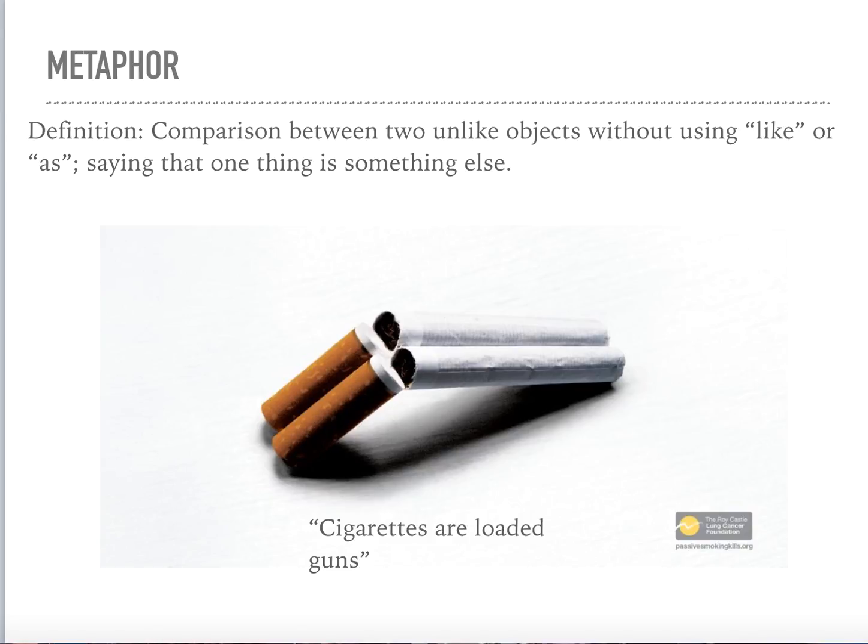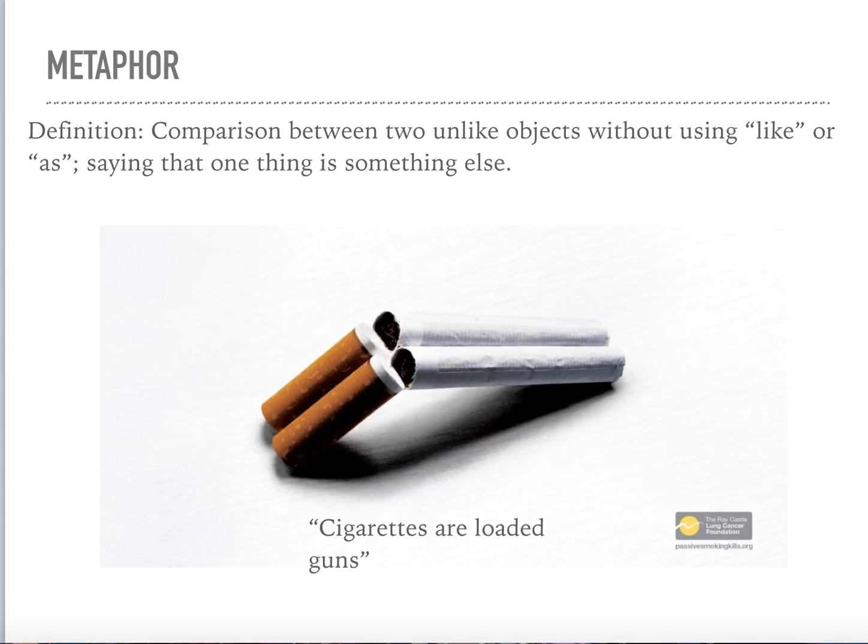So let's talk about our first piece of figurative language, a metaphor. Okay, so the definition of metaphor is a comparison between two unlike objects without using like or as, saying that one thing is something else. If we look at our example here, it says cigarettes are loaded guns. Now, are cigarettes really loaded guns? Do cigarettes really have bullets? No, cigarettes can't really shoot someone, and they can't really kill someone. But cigarettes are loaded guns. Let's really look at what that's trying to say.